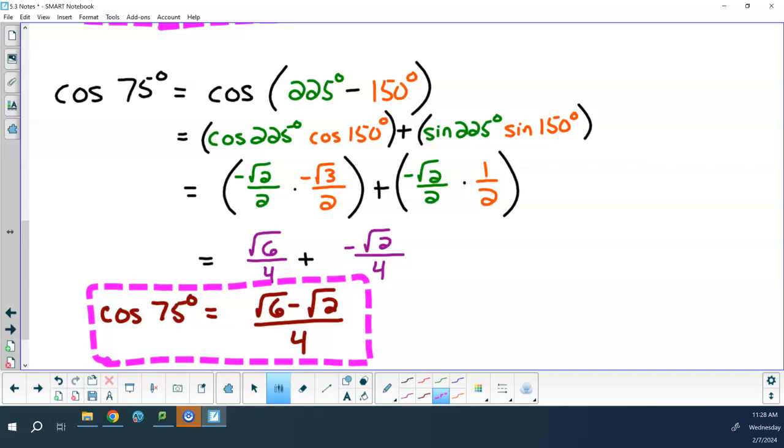In this unit, we will not accept decimal answers. We will only be accepting exact answers. Which is that right there. Okay?